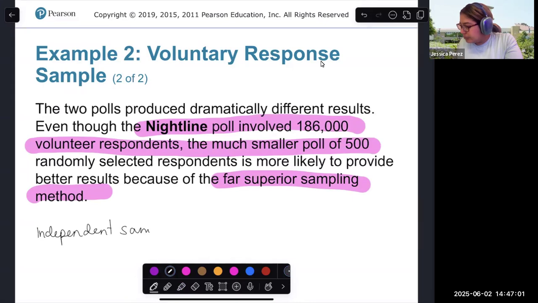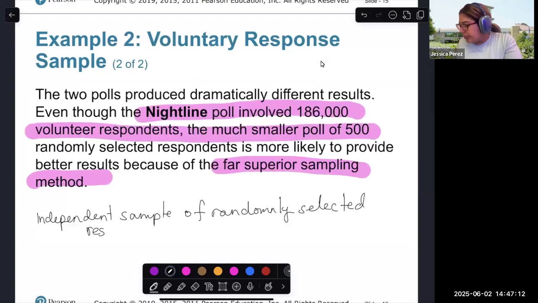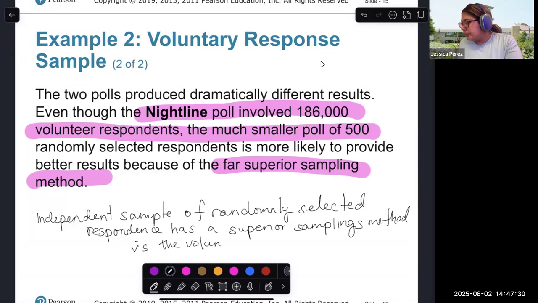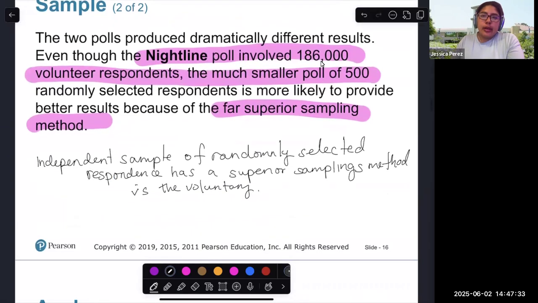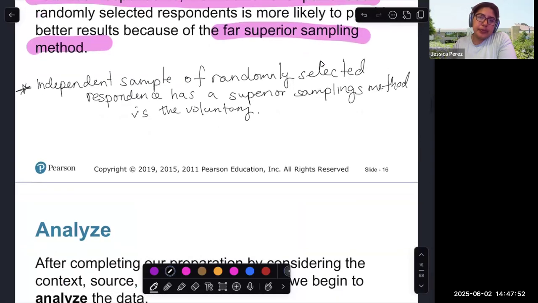So the independent sample of randomly selecting respondents creates a better, has a superior sampling method versus the voluntary. Okay, so that's what we can conclude: that the independent sample of randomly selected respondents has a superior method of sampling versus a voluntary sample. Okay.